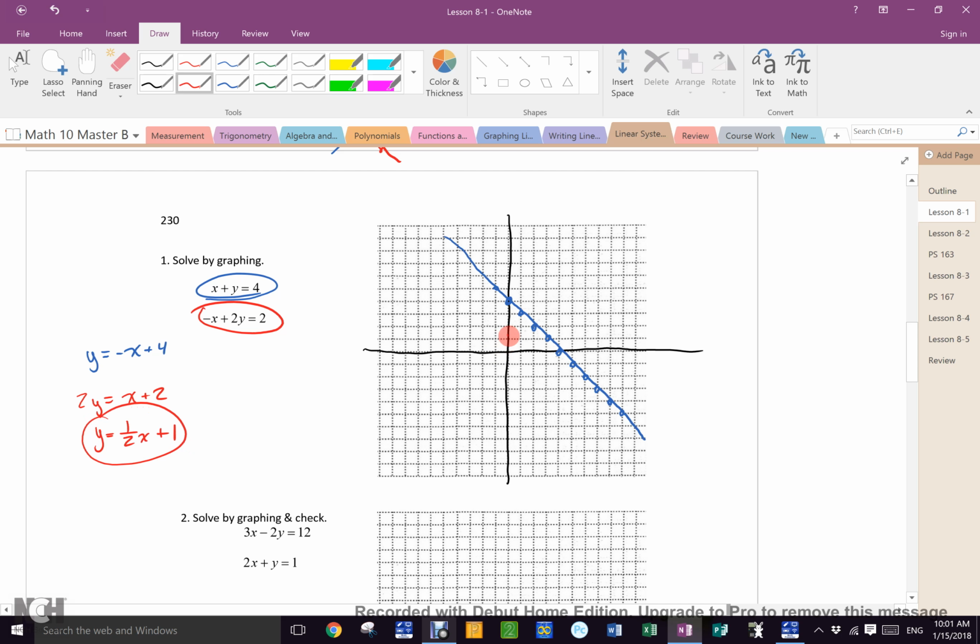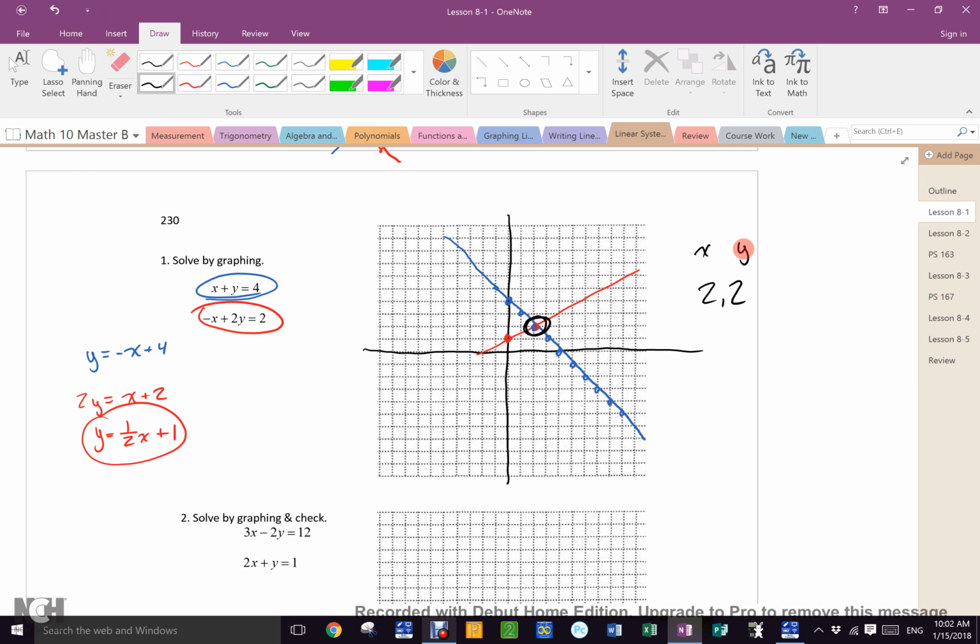I'm going to go to +1, and the slope is +1/2, so it's up 1 over 2. Oh, look. It hits right there. What is that point? 2, 2. So this is what I think the solution is, yes? 2 is an x, 2 is a y. Is there any reason not to get this right?